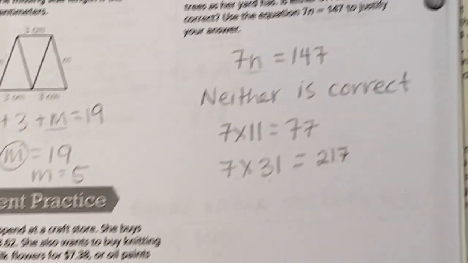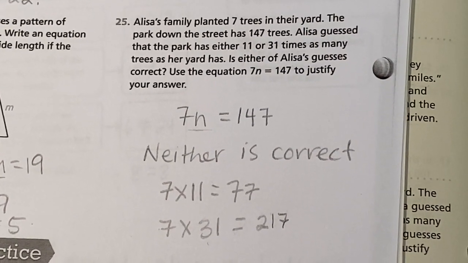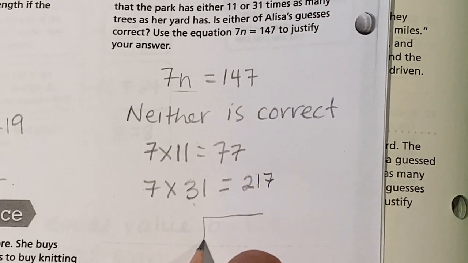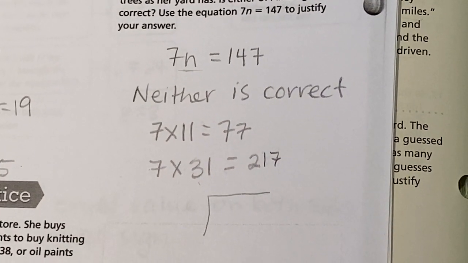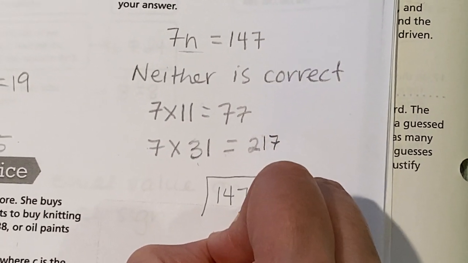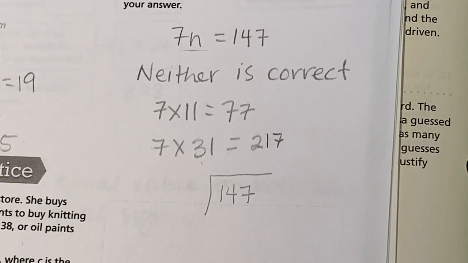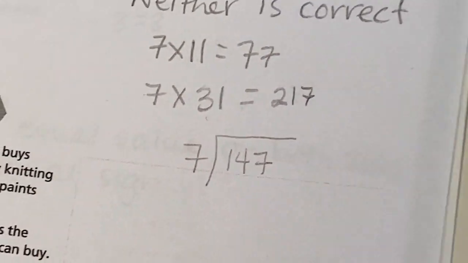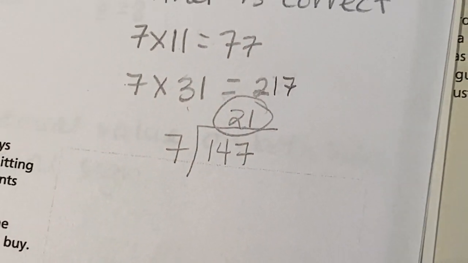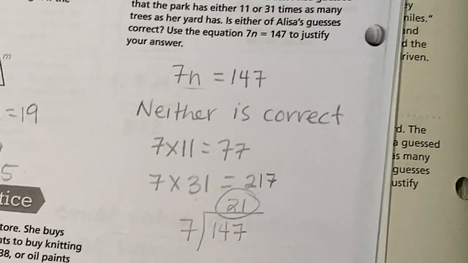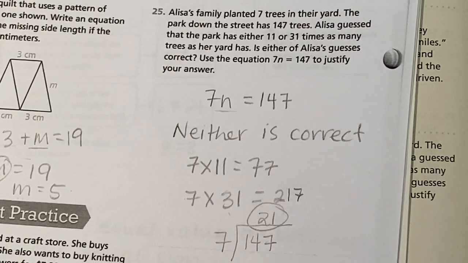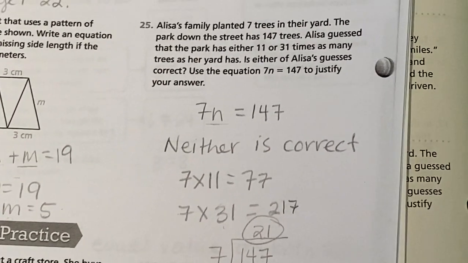By the way, what would be the right answer? And how could we figure that out? We've got 147 trees, right? And dividing that by 7. So really, the park has 21 times as many trees. Though really, who cares? Yet another child who needs a new hobby.